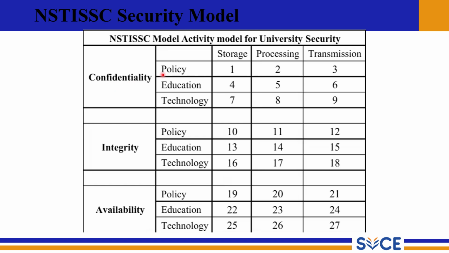So confidentiality will have policy and storage as the number 1 cell. Confidentiality, policy, and processing is the number 2 cell. Confidentiality, policy, and transmission is the third cell. Confidentiality, education, and storage is 4. Confidentiality, education, and processing is 5. Confidentiality, education, and transmission is 6. Confidentiality, technology, storage is 7. Confidentiality, technology, processing is 8. Confidentiality, technology, and transmission is 9. This is how the 27 cells are created.